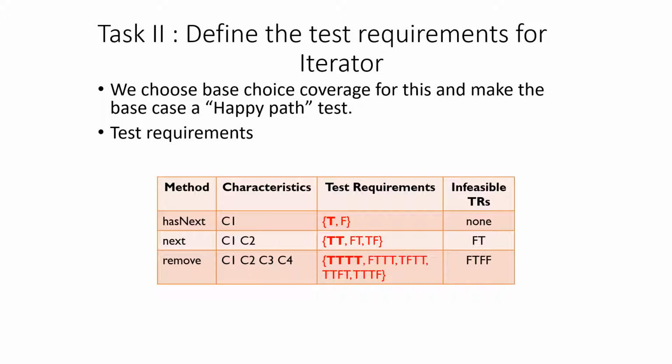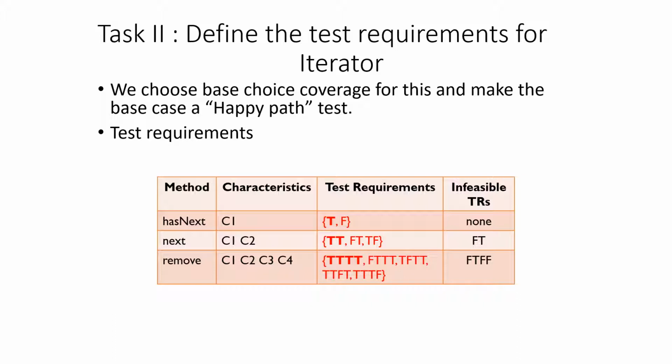The second task is to define the test requirements for Iterator. In this, we choose base choice coverage. We make the base case a happy path test where everything should work normally without exceptions. In this table, for each method, its characteristics are listed, followed by the test requirements that are needed. The only characteristic for the hasNext method is C1, so it has only two test requirements. The first is the base case where the iterator has more values, and the second is the non-base case.